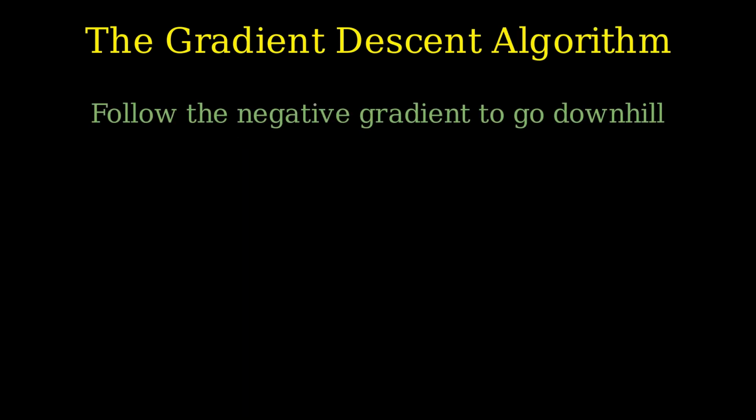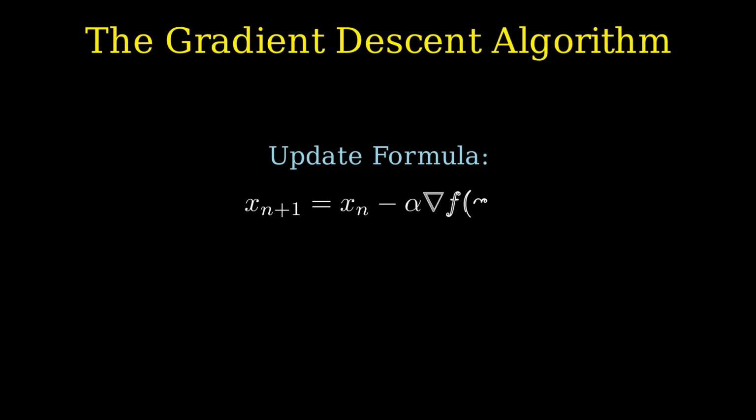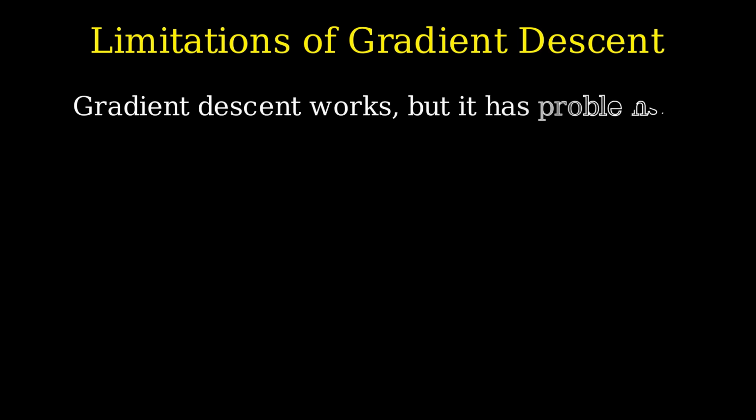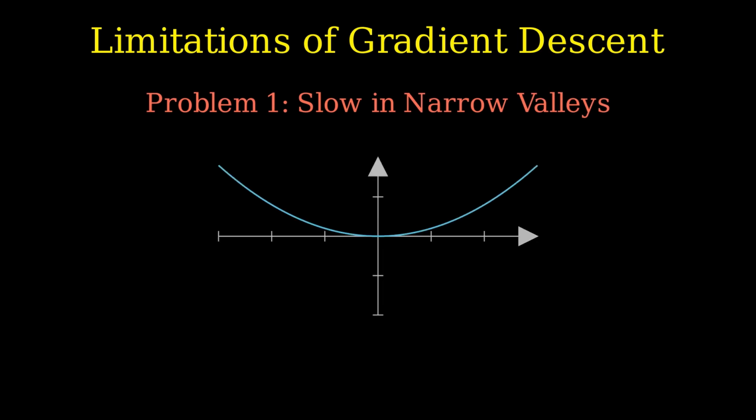Gradient descent is the foundation of optimization. You compute the gradient, take a step in the negative direction. Repeat. Simple, elegant, ubiquitous. But it has fundamental limitations. Watch what happens when we optimize a function with an elongated valley, one where the curvature is drastically different in different directions. Gradient descent zigzags painfully slowly.